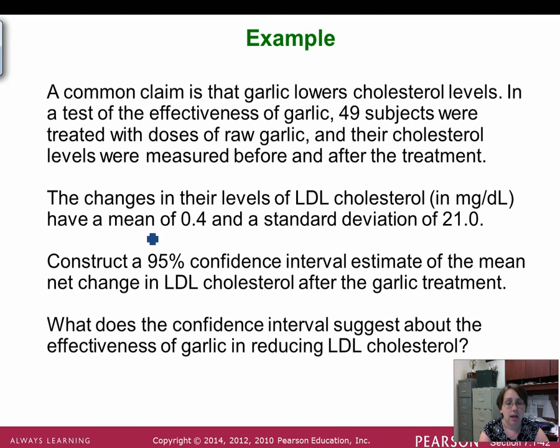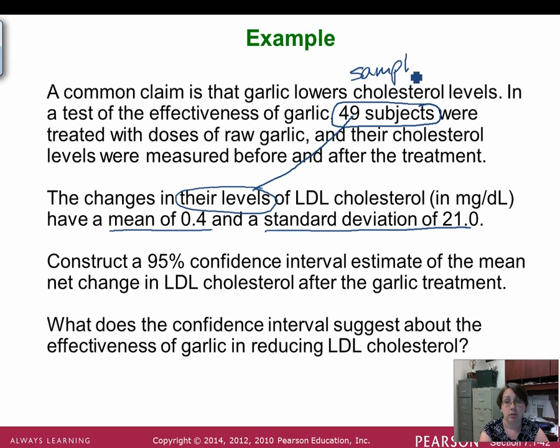So the mean. Now, this is the mean for who? And the standard deviation for who? It says the changes in their levels. Who are they referring to here? Who is their levels? Well, if you read this again, we're talking about the 49 subjects. We're talking about the people who actually had the experiment done on them. So we're talking about just a sample here. So this is our sample data. So this mean, this is our x bar value.